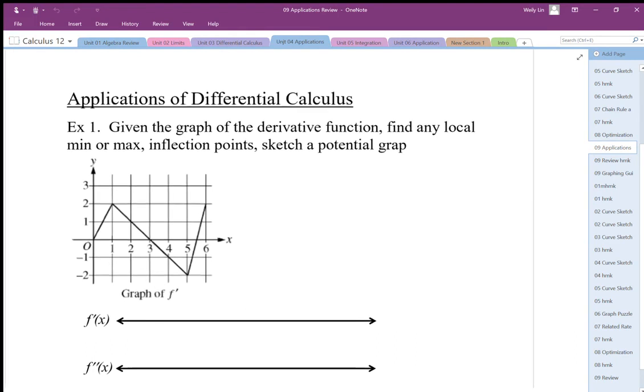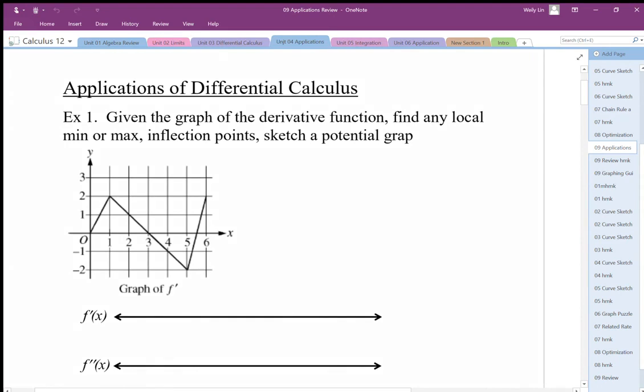Review for applications of differential calculus, and a lot of it is going to be based on analyzing graphs. Okay, so here you've been given the graph of a derivative function. So the y values represent f prime. And it asks you to find any local min-max inflection points.